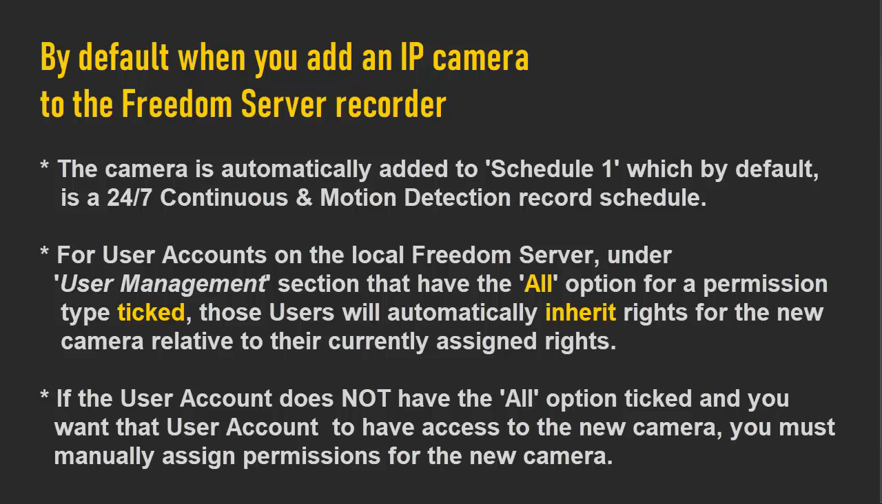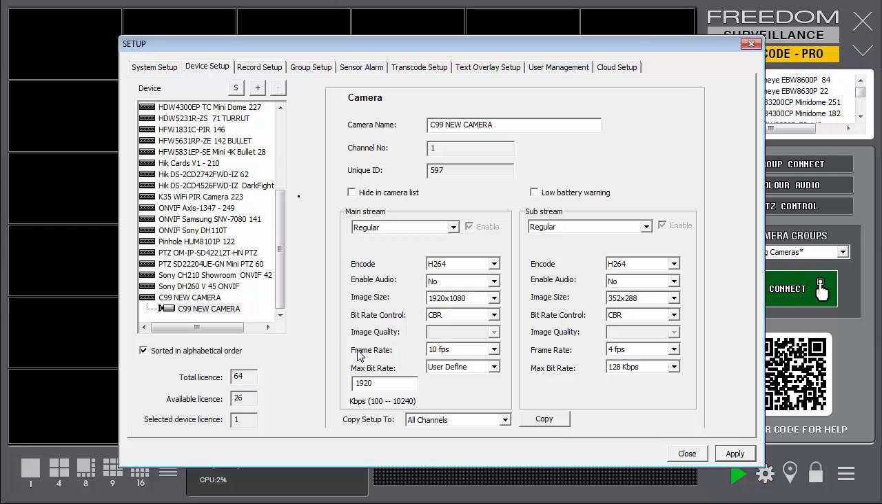Now I'll just go over a few default behaviors with Freedom when you do add an IP camera. By default, when you add the camera, it's automatically added to a 24/7 recording schedule that is continuous and motion detection. So it's a dual recording stream that is by default when you add it.